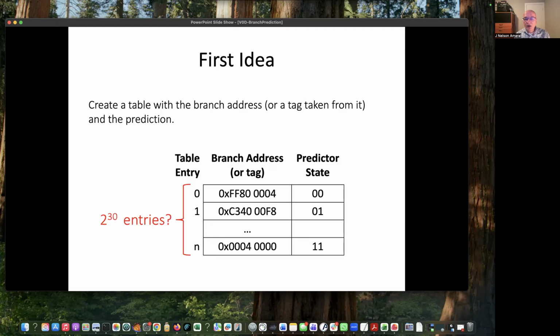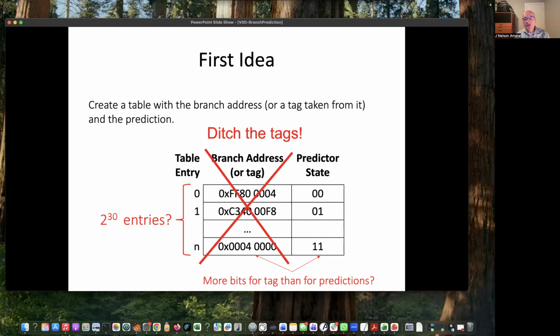If I consider a 32-bit machine, of course, I don't need the 2 lower bits of the address. So I will have about 2 to the 30 entries in this table if I want to have a place for every branch that can possibly appear. And I'm going to be using more bits for the tag than for the prediction. So I use 30 bits for each one of the tags and only 2 bits for the prediction. That seems quite wasteful in terms of hard storage and in terms of the energy to access all this information.